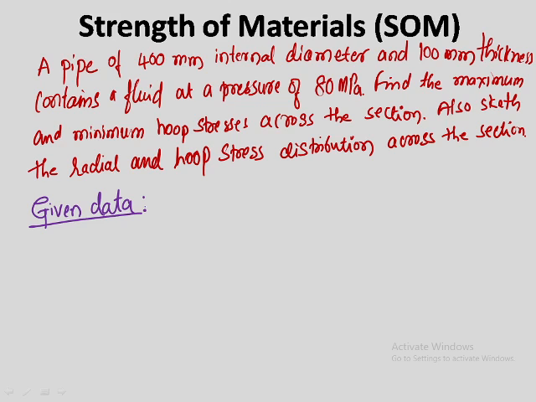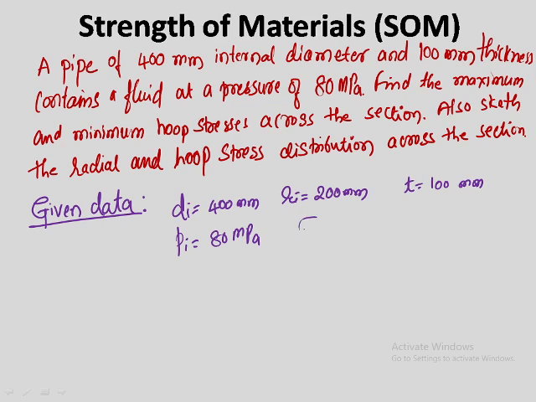Now internal diameter is given, so let us note down Di equal to 400 mm. Now internal radius is 200 mm. Wall thickness is given, T is 100 mm. And internal fluid pressure Pi is given, it is 80 megapascal.